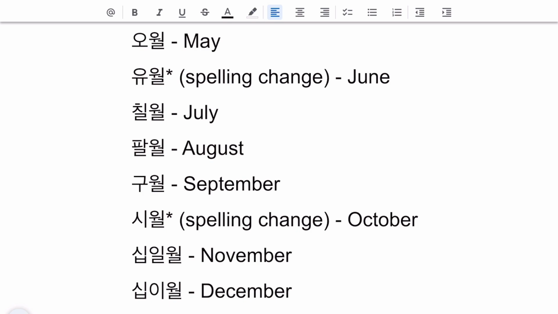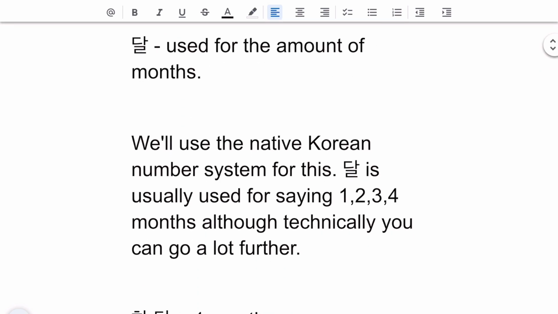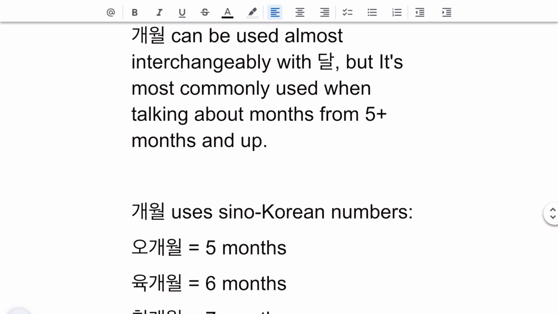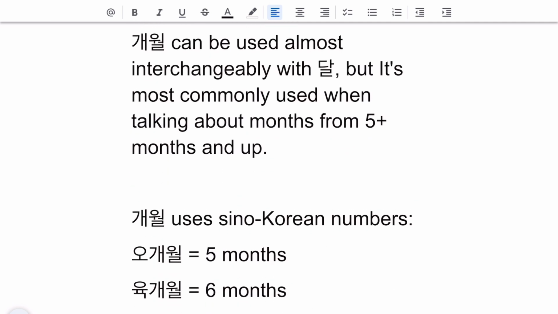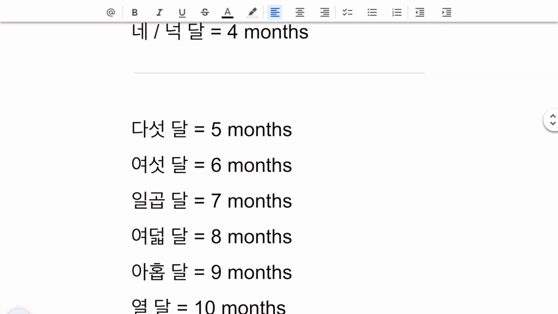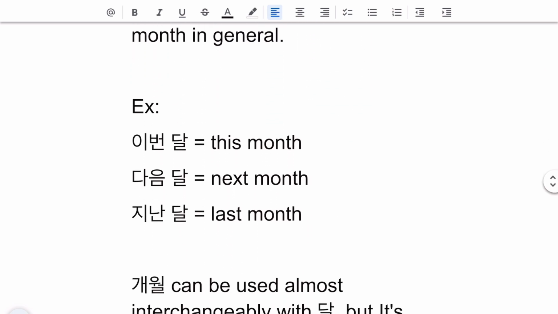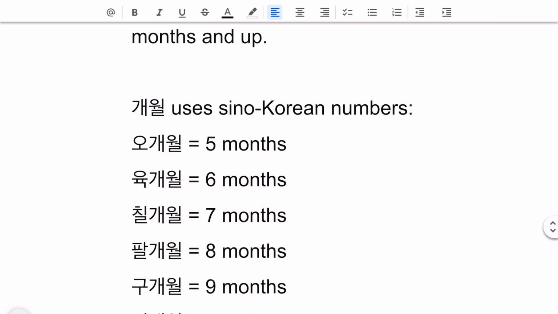But yeah, so to recap, 달 is used for an amount of months, but usually only months 1 through 4. 1 month, 2 months, 3 months, 4 months. 개월 is also used for an amount of months, but this time it's used with the Sino numbers, and it's used for talking about the months starting from 5 months, 6 months, 7 months, and up. It's more commonly used. Even though with 달 you can say 5달, 6달, 7달, and so on, it doesn't feel as natural. And even though you can say 1개월, 2개월, 3개월, 4개월, it doesn't feel as natural with 개월.